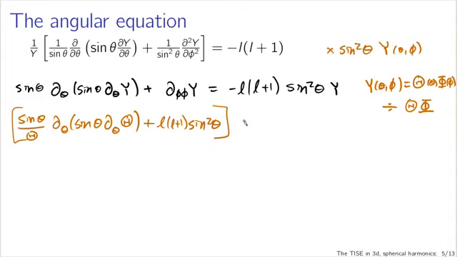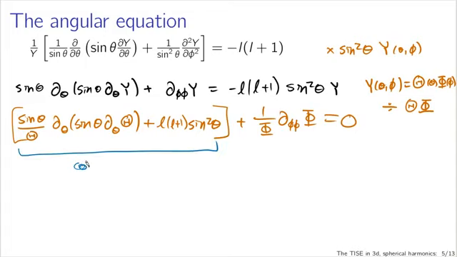Put brackets around that. Our phi part ends up looking relatively simple. 1 over capital Phi, second phi derivative of our capital Phi function. And this is all equal to 0. That's all the terms we have to work with. So once again, we have a function only of theta here, and a function only of phi here. So as before, this has to be some constant, and this has to be some constant.